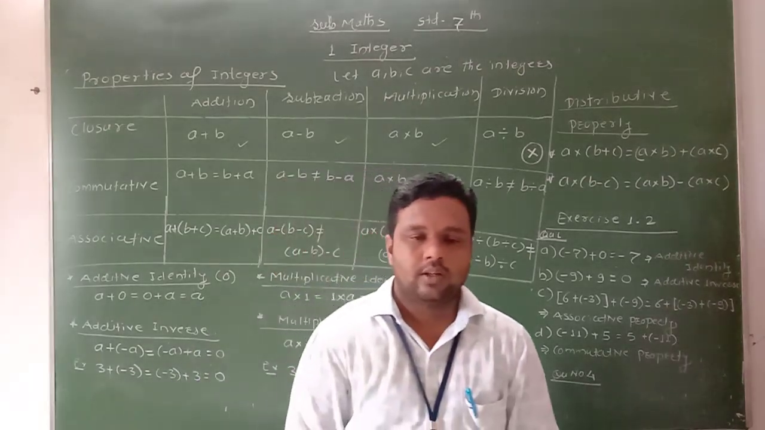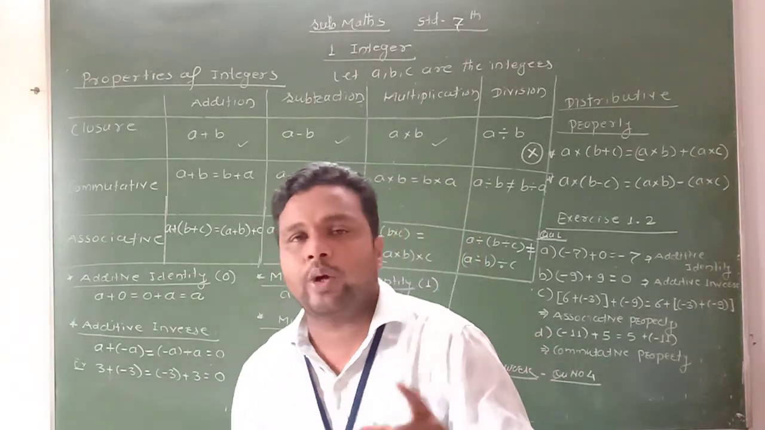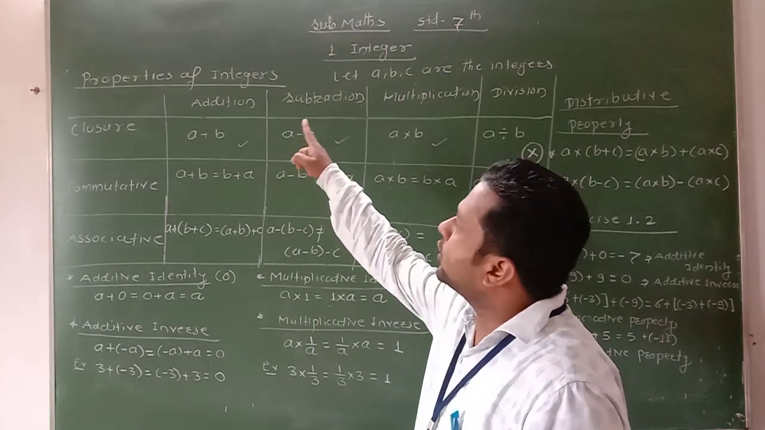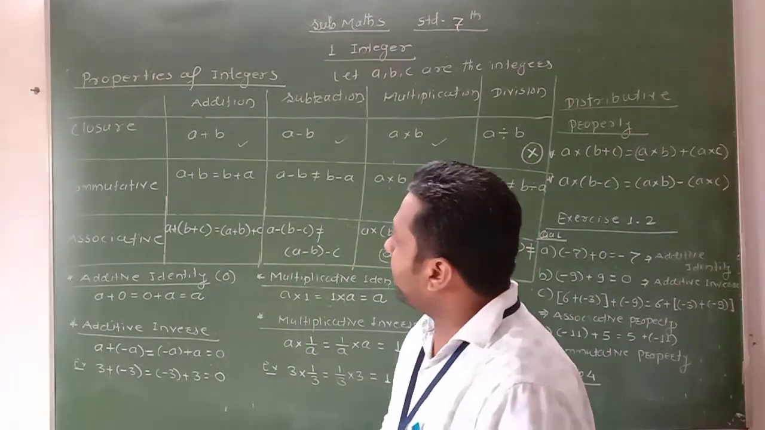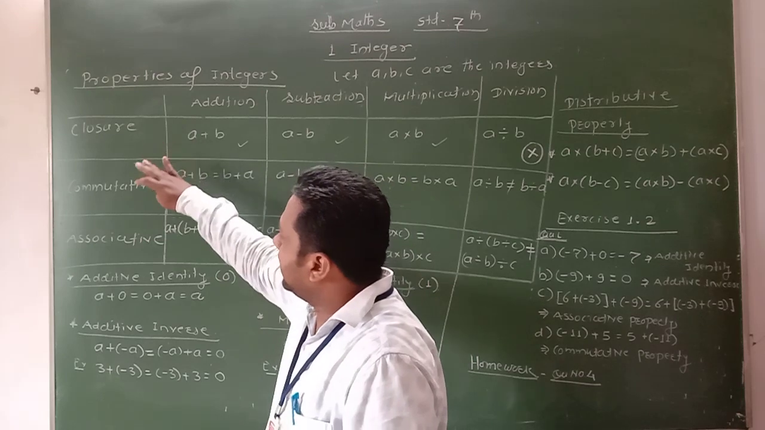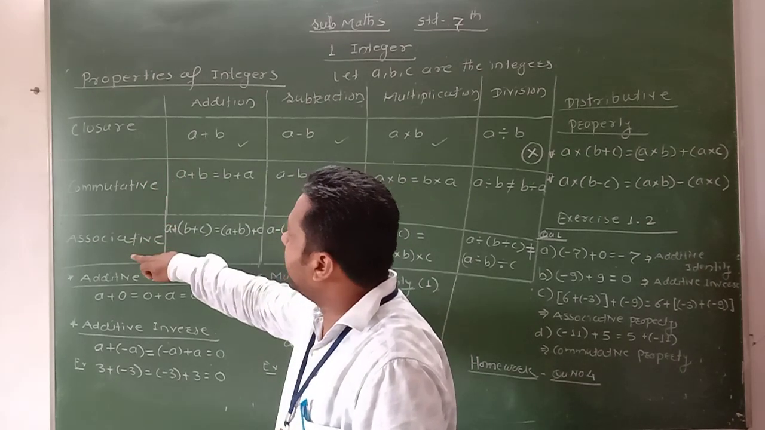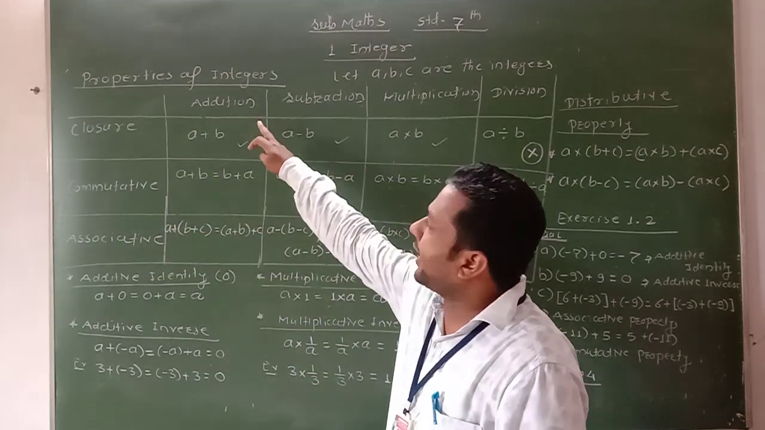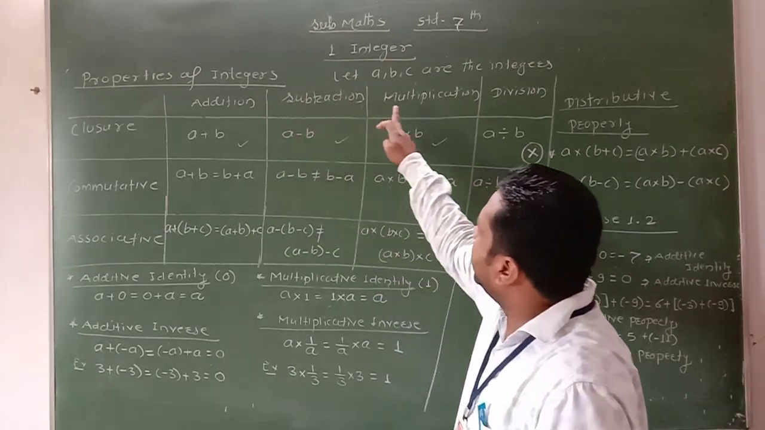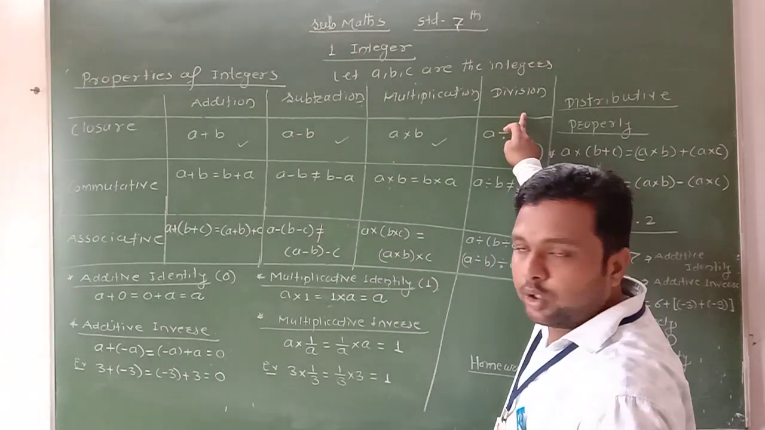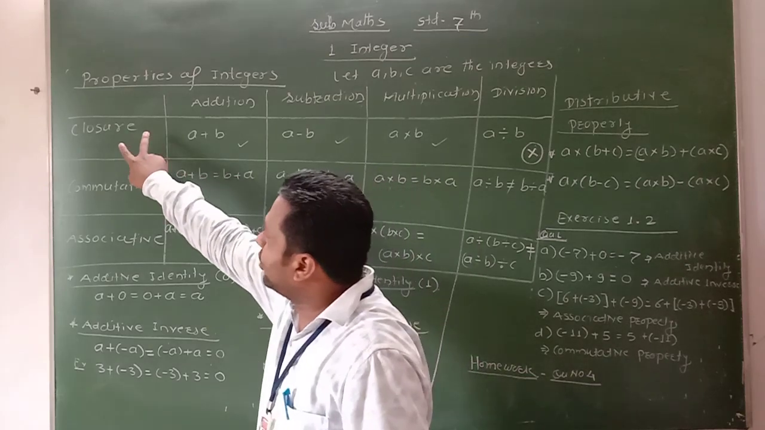Good morning students. In today's video, I am going to explain the properties of integers. In these properties, we see the closure, commutative and associative properties of integers for addition, subtraction, multiplication and division. Okay. Now first we see the closure property.